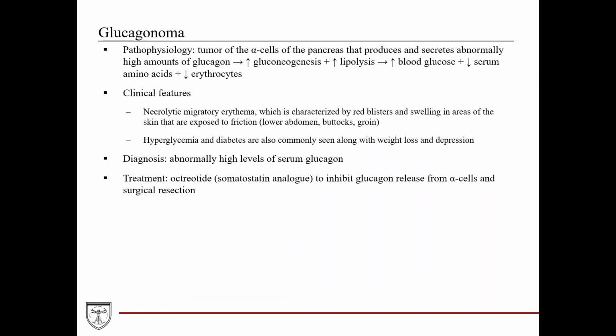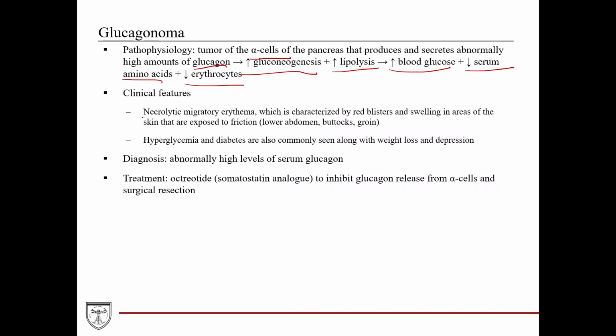So a glucagonoma, again, the pathophysiology of this is a tumor of the alpha cells of the pancreas that are producing and secreting an abnormally high amount of glucagon. All you have to know is what glucagon does. So you're going to see high levels of gluconeogenesis, lipolysis, increased blood glucose, decreased serum amino acids, decreased erythrocytes. Again, these are all downstream effects of what we talked about when glucagon is secreted.